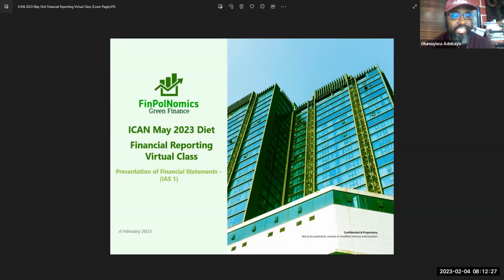Today is the fourth day in February 2023, and today we'll be having a discussion with respect to demonstrating our understanding of how to present an IFRS general purpose financial statement in line with the requirement of IAS 1. Before now, we've had sessions, both physical and virtual, where we've discussed extensively the principles regarding IAS 1 and also the practices.